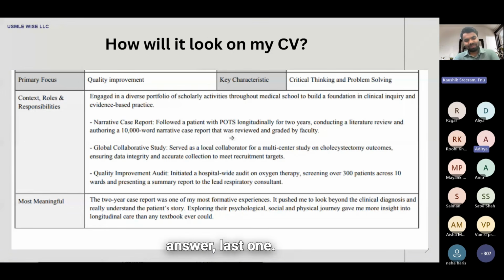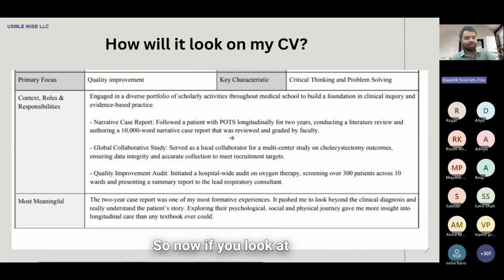Then the most meaningful was the last one. Yes, please do. Please read. The 2-year case report was one of the most formative experiences. It pushed me to look beyond the clinical diagnosis and really understand the patient history. Exploring their psychological, social, and physical journey gave me more insight into longitudinal care than any textbook ever could.